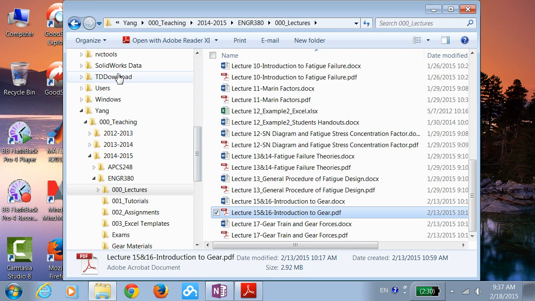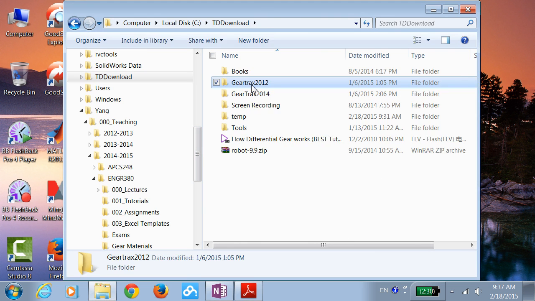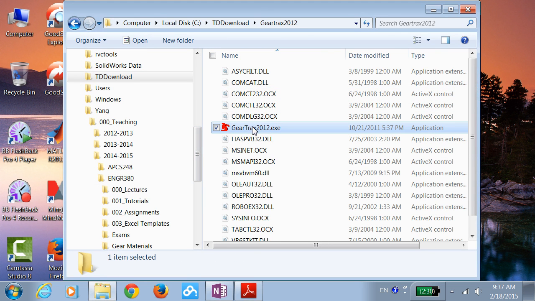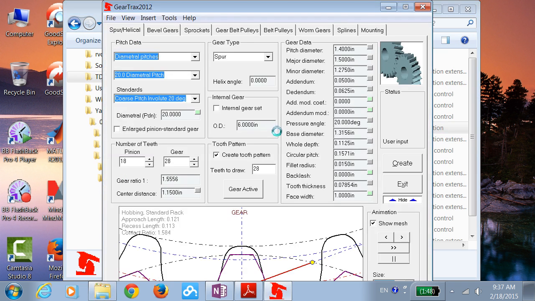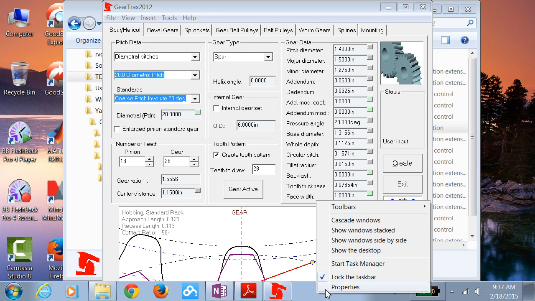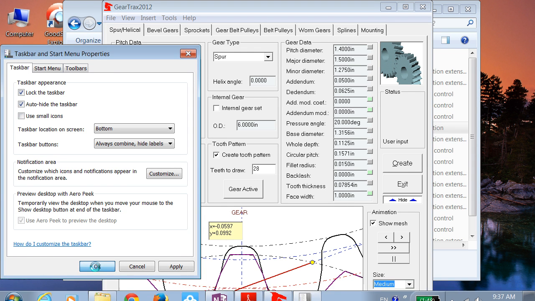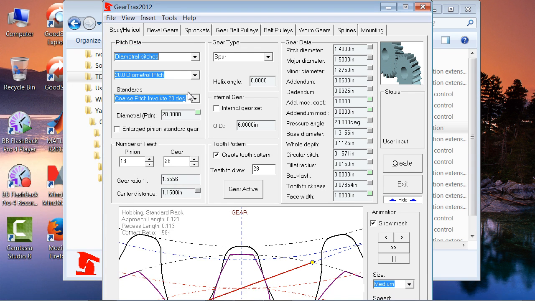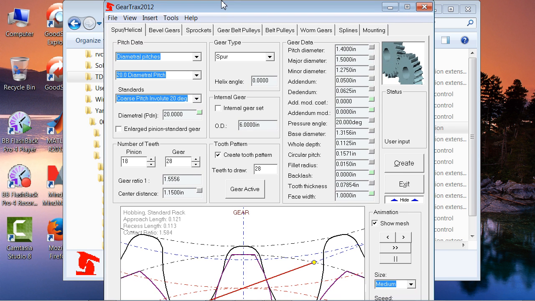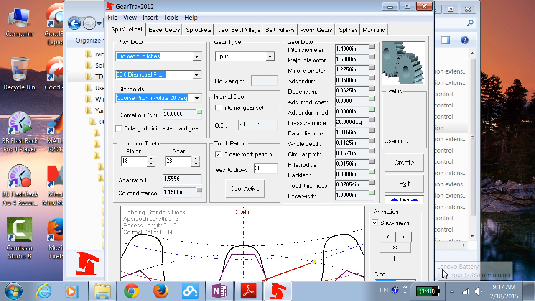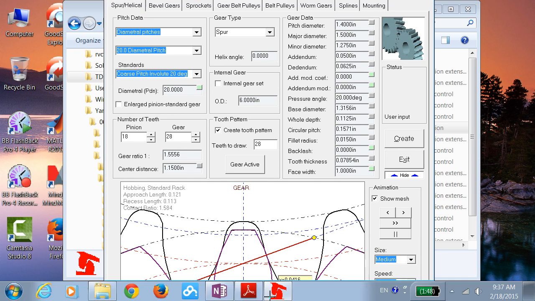I'll use animation to demonstrate the idea here. This is a commercial software called Gear380. It's quite good in terms of generating a gear for you. The screen size is a bit of a... I didn't expect that to happen.